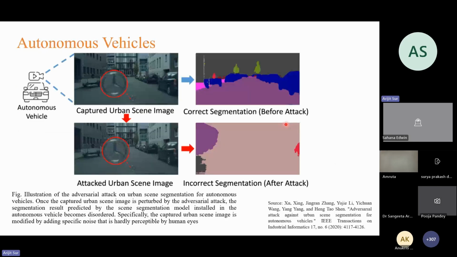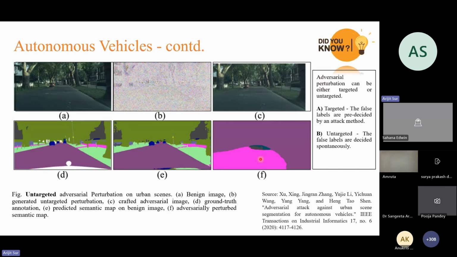So many examples I'm not giving. This is the autonomous vehicle. You can see that this is the segmentation map. Here is the actual intended segmentation, and after injecting the noise, we get a completely messed up image. So it's an incorrect segmentation due to the attack. This is another problem with autonomous vehicles. If we put this in, you can see this is the predicted semantic map, but this semantic map is completely misclassified. So these are the things.